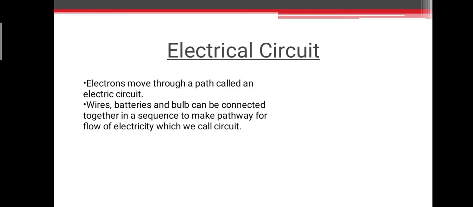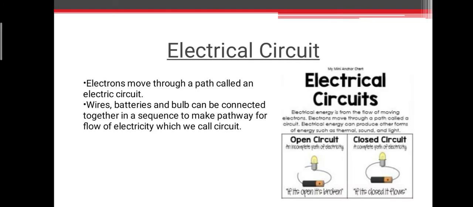in this video. Here you can see the path. If the path is complete, we call it a closed circuit, and the closed circuit will help to light up the bulbs. If the path is broken in between, then it is called an open circuit and the current will not flow, so the current will not light up the electric appliances.